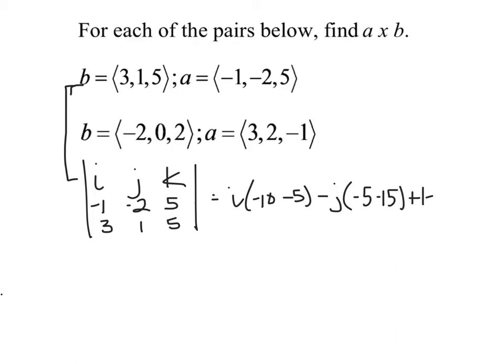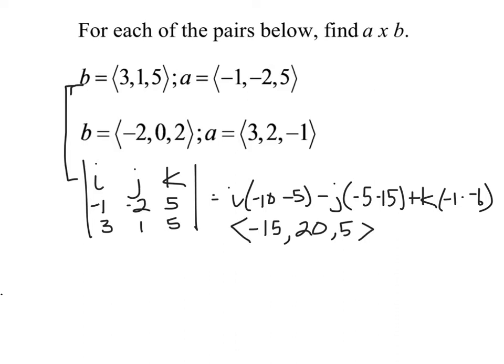And then K. So we've got -1 minus -6. All right, so we've got -15I. We've got -20, but with that negative out front right here. So it's -20, but this means we do the opposite. So we've got 20 J, and then we've got -1 minus -6, so we've got 5K.